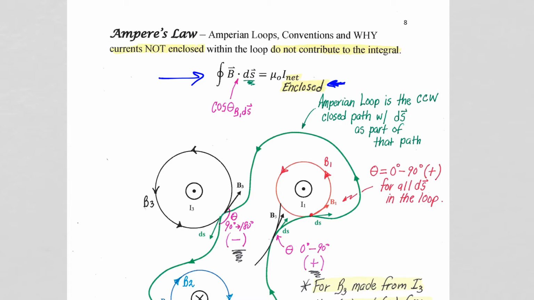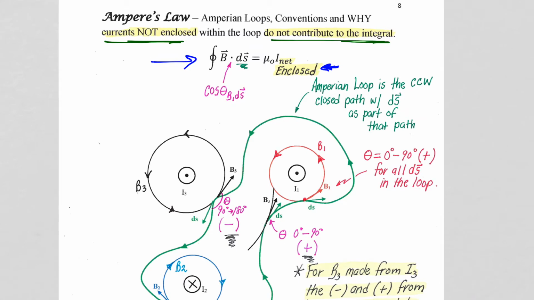Now we're going to show on this page of notes why it is that the currents that are not enclosed, and we'll talk more about what we mean by not enclosed in a second, do not contribute to the integral, just like charge outside of a Gaussian surface did not contribute to that integral. First things first, our closed path we are now going to refer to as Amperian loops. So just like we had Gaussian surfaces, we have Amperian loops. By convention, and we'll see why in a second, they are going to run counterclockwise.